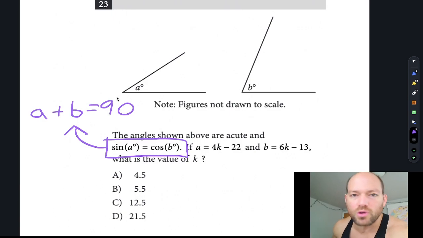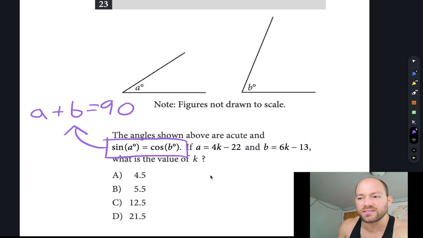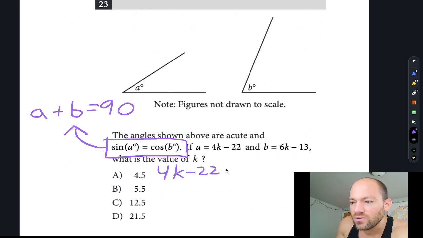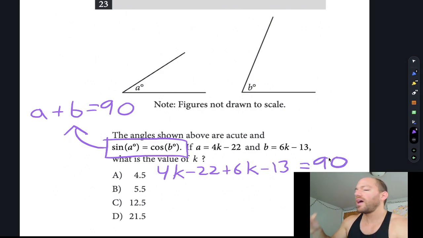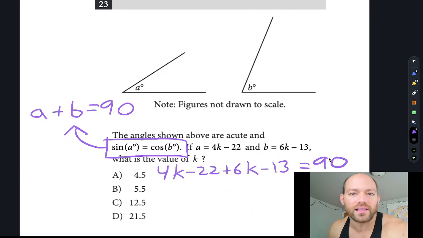And we know, you better know by now, that what that means is that the two angles add up to 90. A plus B is 90. So if they've told us that A is 4k minus 22 and B is 6k minus 13, well, all we gotta do is do 4k minus 22 plus 6k minus 13. And we set that equal to 90. And we can solve for k like that, right?